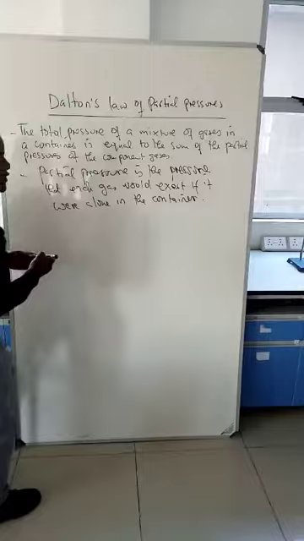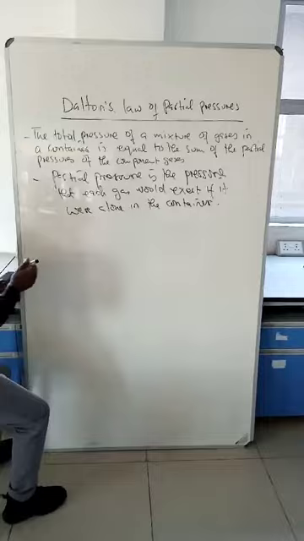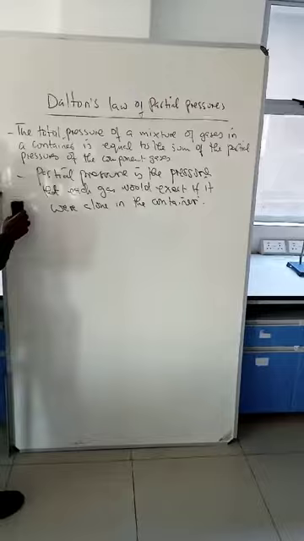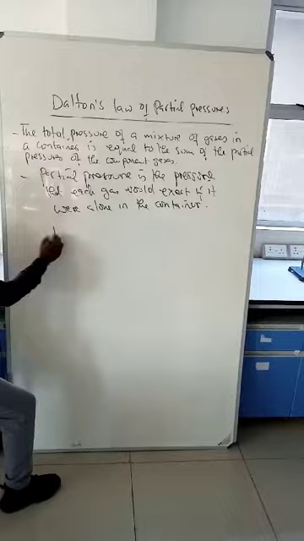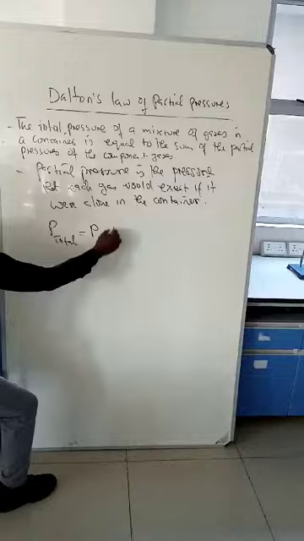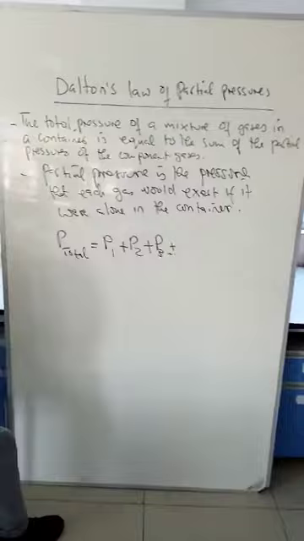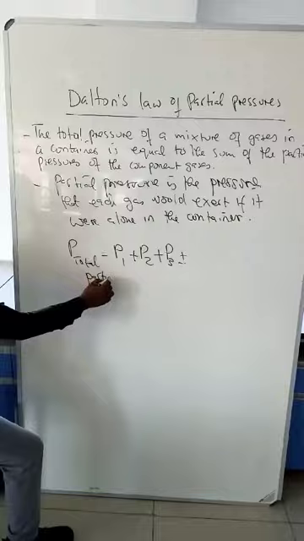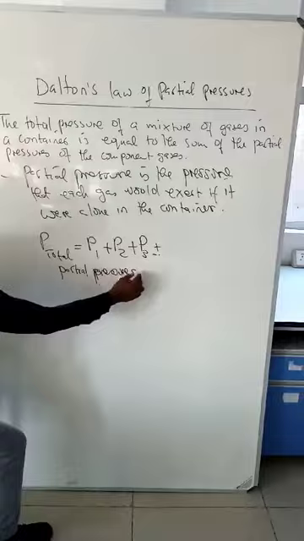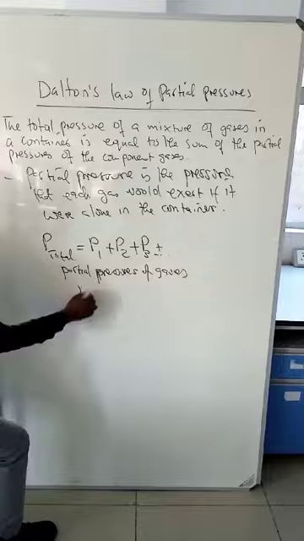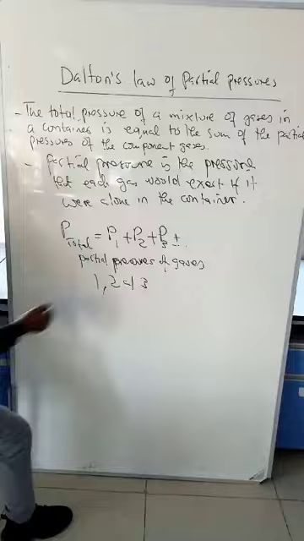Since gas molecules of an ideal gas behave independently, we can calculate the partial pressure of each gas in a container. So Dalton's law states that the total pressure is equal to P1 plus P2 plus P3, and so on, where P1, P2 and P3 are the partial pressures of gases 1, 2, and 3, and so on. So these are the partial pressures.